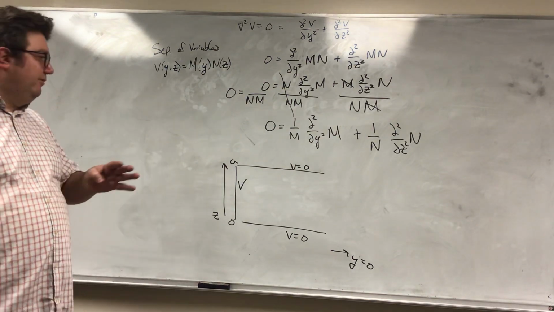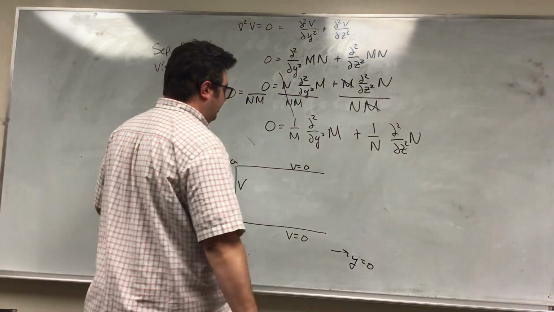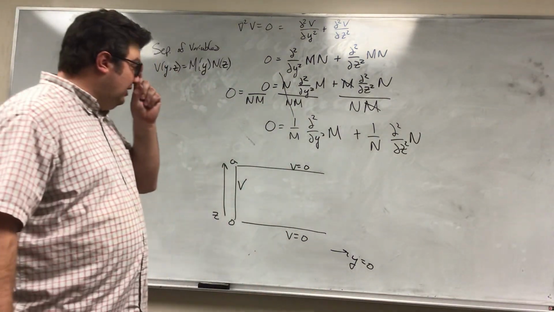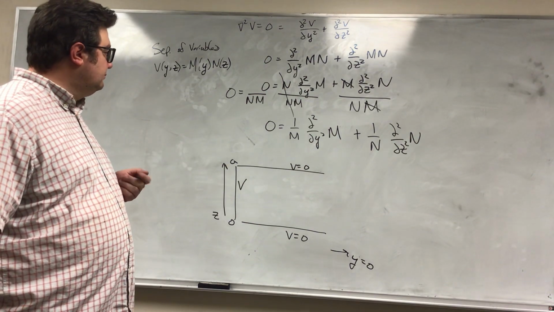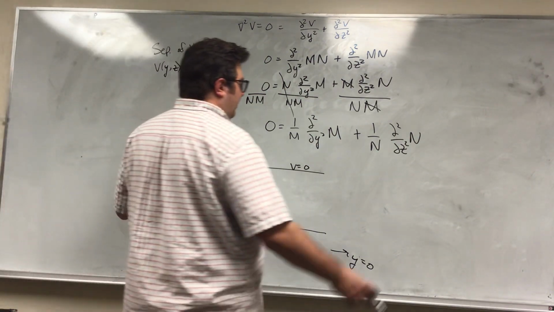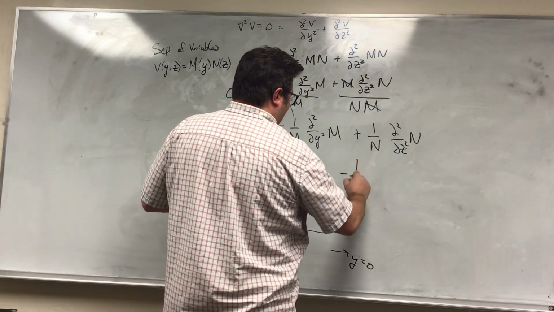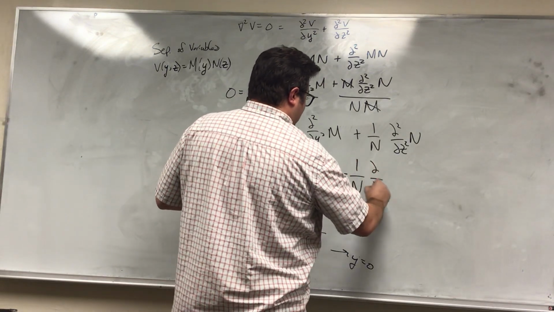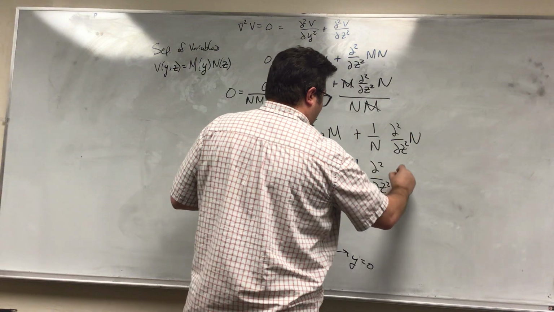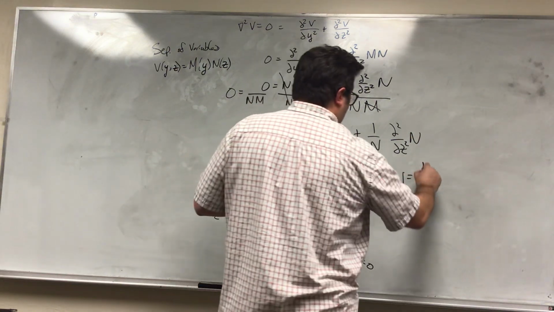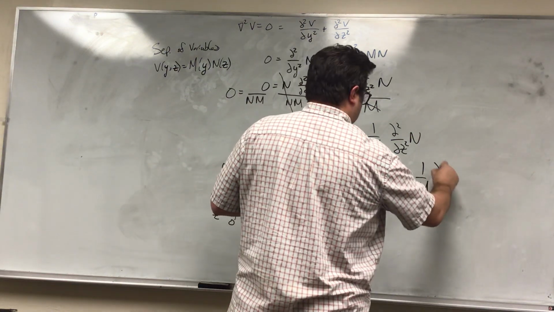And I can even bring one of these over to the other side of the equation, right? So let's do that. Let's bring this on the other side. So I get minus 1 over n d²z n is equal to 1 over m d²y m.